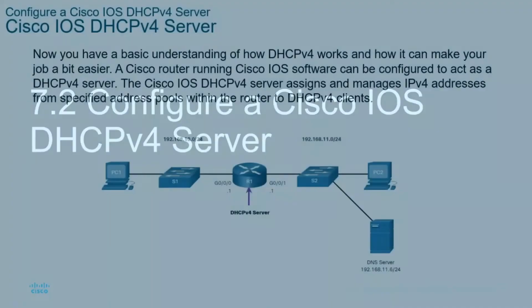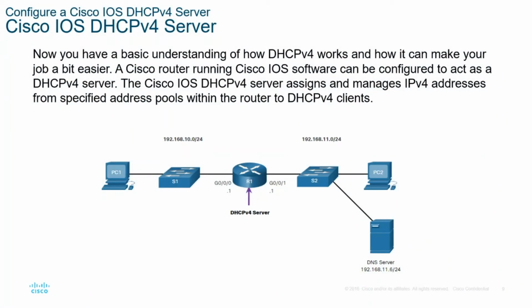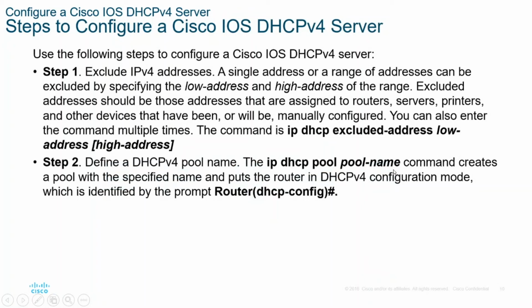Okay, so for the configurations, this is a simple topology showing how we can configure a DHCP server. Of course we can configure it on a router, and we also can configure a DHCP server on a switch, but in this example I will show you the configuration on the router. We are going to configure R1 as a DHCP server. R1 will release the IP address to PC number 1 and PC number 2.